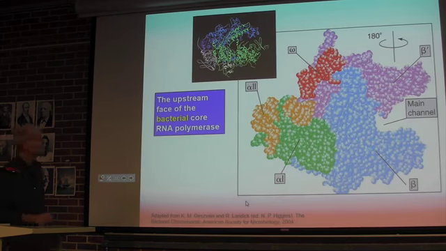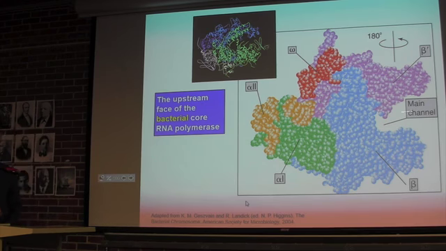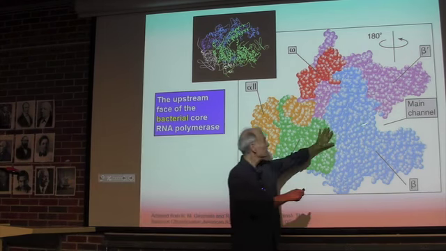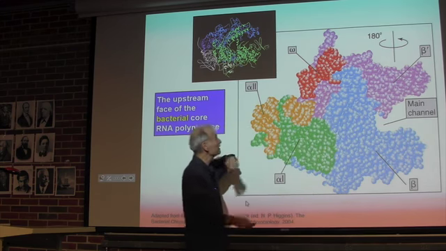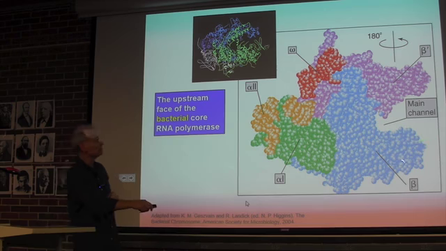This is the same kind of representation, but here you can see the groove a little bit better. It looks like some kind of yapping dog. This is the main channel. The active site is right back in here. That's where the magnesium is. The beta prime is on top. The beta is down below.